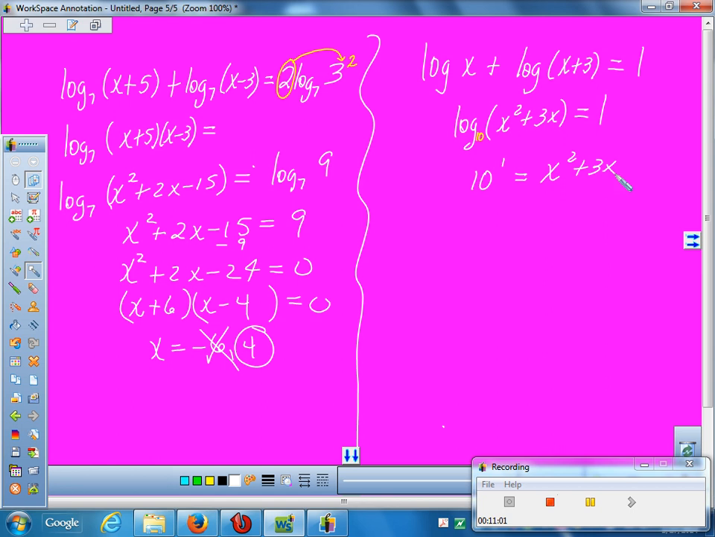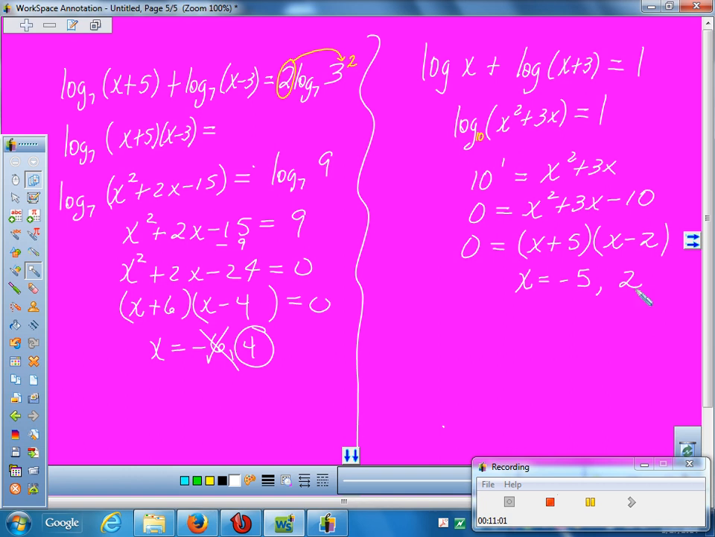Okay, now it's a normal solver. How do you want to solve it? I would subtract that over and say x squared plus 3x minus 10. And then, golly gee, can we factor it again? Plus 5 and minus 2. And therefore x would equal negative 5 and 2. Are we done?